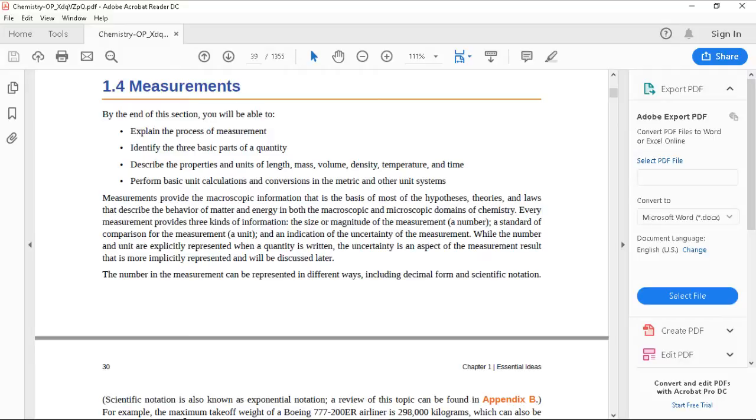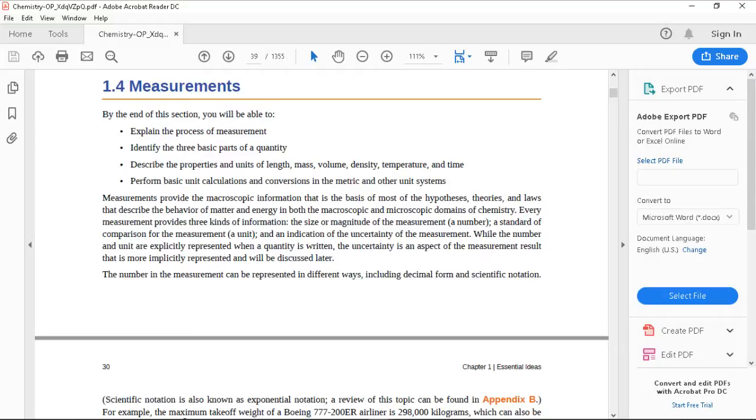By the end of this section, you will be able to explain the process of measurement, identify the three basic parts of a quantity, describe the properties and units of length, mass, volume, density, temperature, and time, and perform basic unit calculations and conversions in the metric and other systems. Measurements provide the macroscopic information that is the basis of most of the hypotheses, theories, and laws that describe the behavior of matter and energy in both the macroscopic and microscopic domains of chemistry.